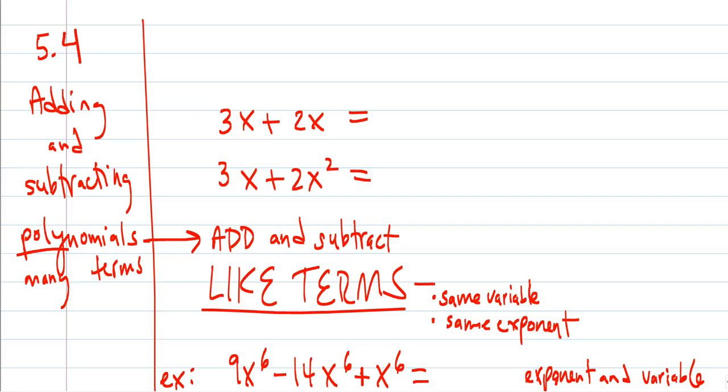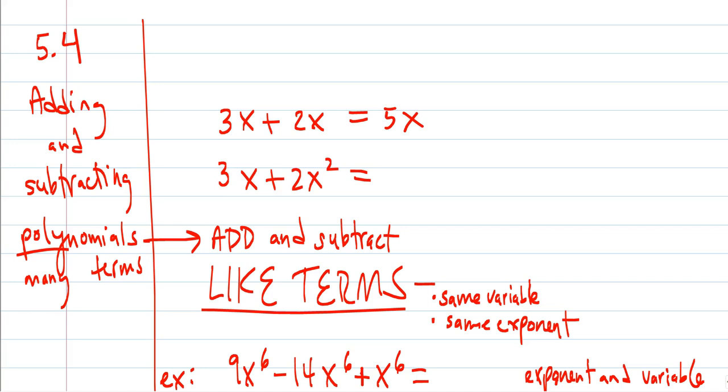So section 5.4 should be mostly a review on adding and subtracting polynomials. We're going to get a little deeper into some terminology on it, but here's the main idea. I can add 3x plus 2x. Those are like terms. The 3 and the 2 combine to give us 5x. I cannot add 3x plus 2x squared.